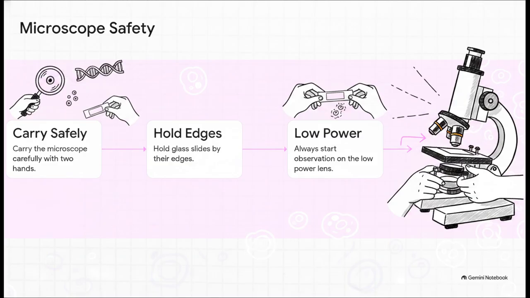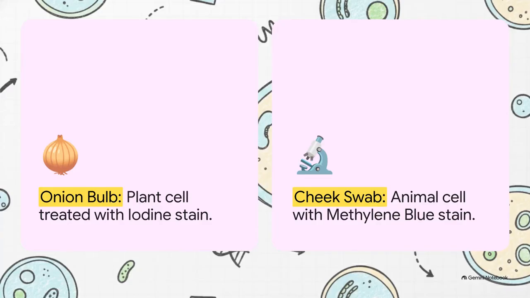And here is a big one. Always start your observation on the low-power objective lens. It gives you a much wider field of view, making it so much easier to actually locate your specimen before you slowly adjust the focus knob and zoom in closer. When you eventually do this activity in your own lab, you might look at an onion bulb to see a plant cell, and maybe a cheek swab for an animal cell.